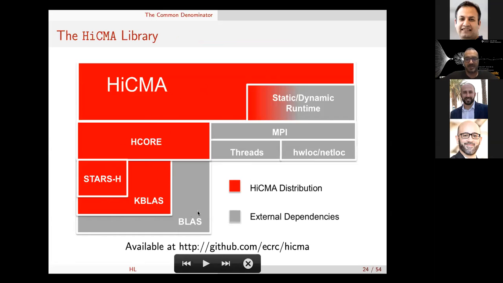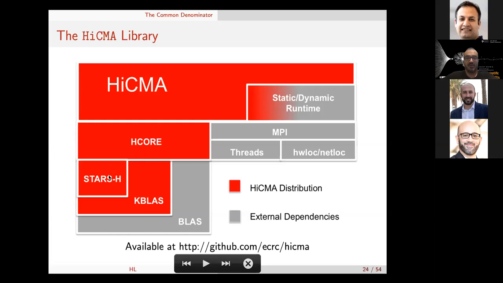And the red boxes are the boxes that come with the HICMA distribution. So we have our own BLAS. We have our own BLAS because for some of the BLAS operations that HICMA relies on, it turns out that the vendors sometimes do not do a great job in getting performance. So we implement a subset of those BLAS, and some of those implementations actually ended up in the vendor numerical libraries. So this is a great contribution that we are looking after.